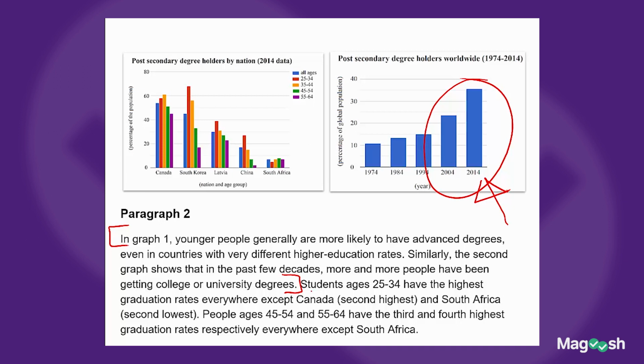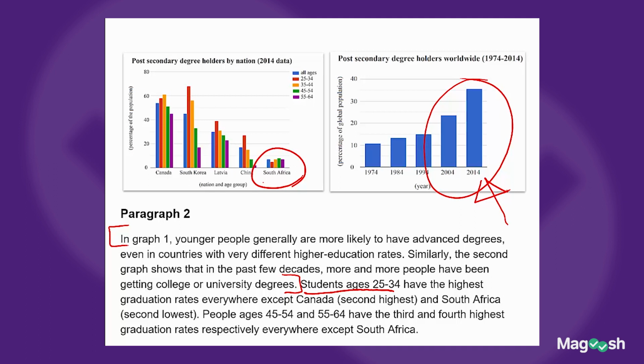Continuing. Down here in the paragraph, students ages 25 to 34 have the highest graduation rates everywhere except Canada, where it's the second highest, and South Africa, second lowest. People ages 45 to 54 and 55 to 64 have the third and fourth highest graduation rates, respectively, everywhere except South Africa. Okay, we keep having to say except South Africa. It's the exception among all of the things we're looking at here on both charts, really.